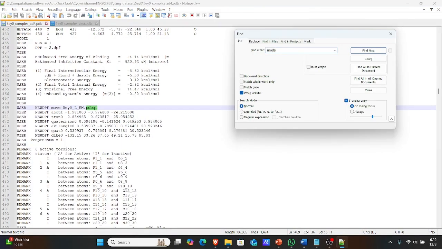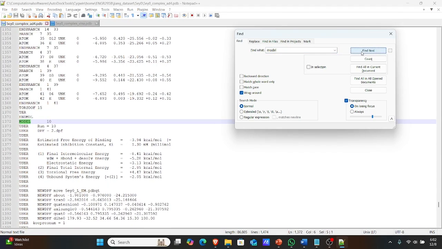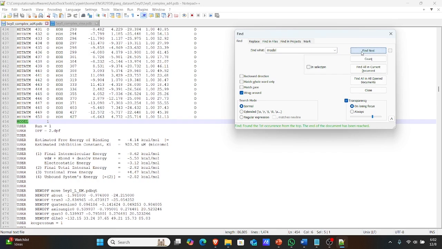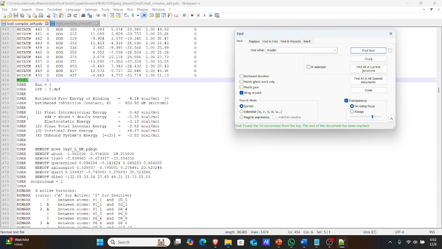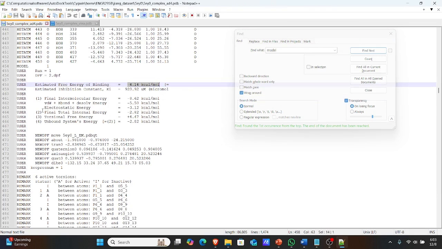There's the next line of code that says model, and we can see that there are 10 of these total. So what that means is we have 10 unique docked poses for one protein ligand complex. This is our run 1, for example. This is the result for the free energy of binding, or the binding affinity number. So this is minus 4.14 kilocalories per mole. And it's showing how it did its calculation.